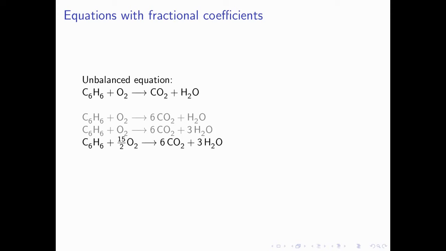We could just leave the coefficients just like this, but it is not conventional. We can multiply everything by 2 to get the 2 out of the denominator. And we are left with the balanced equation in its conventional form.